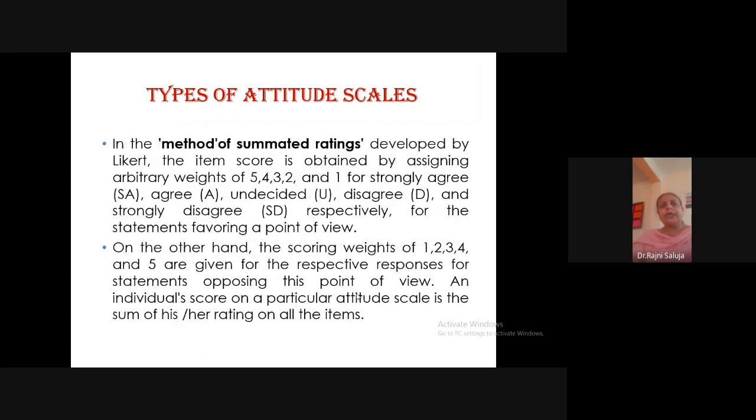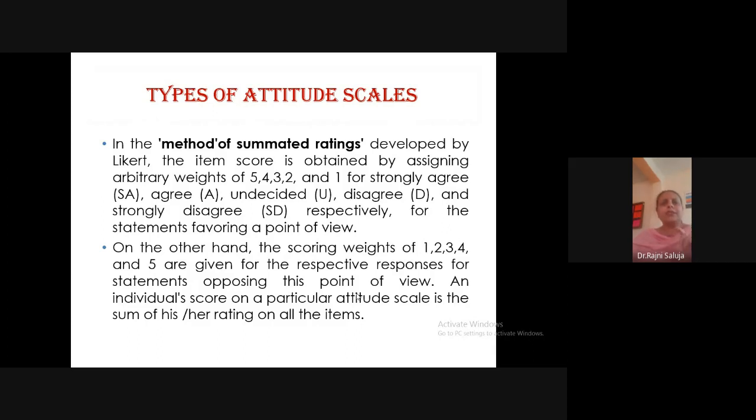And if it falls towards the unfavorable end, it can be described as the unfavorable one. That was the simple example we have given of the equal appearing intervals. The next comes the method of summated ratings. Now, the method of summated ratings was developed by Likert. Likert is the name of the research statistician who developed this scale. And in this, the arbitrary weights, that is 5, 4, 3, 2, and 1, are given: 5 for strongly agree, 4 for agree, 3 for undecided, 2 for disagree, and 1 for strongly disagree.